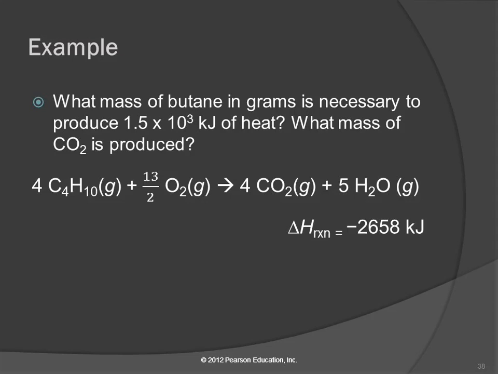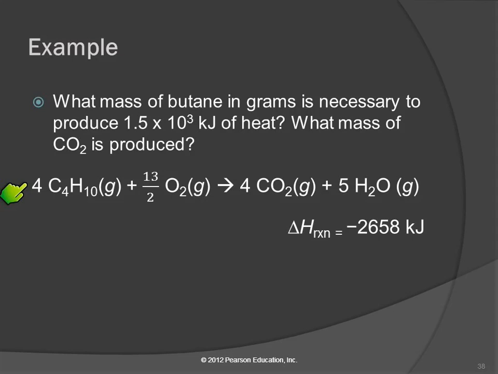Let's do another example. What mass of butane in grams is necessary to produce 1.5 times 10 to the third kilojoules of heat? And there's 2 questions here. What mass of carbon dioxide is produced? So let's deal with the first question first. Here's our balanced chemical equation.